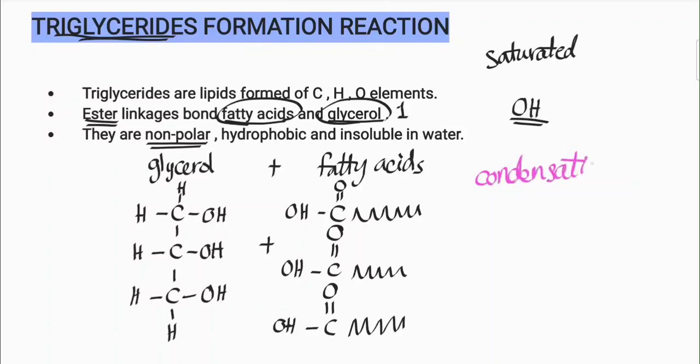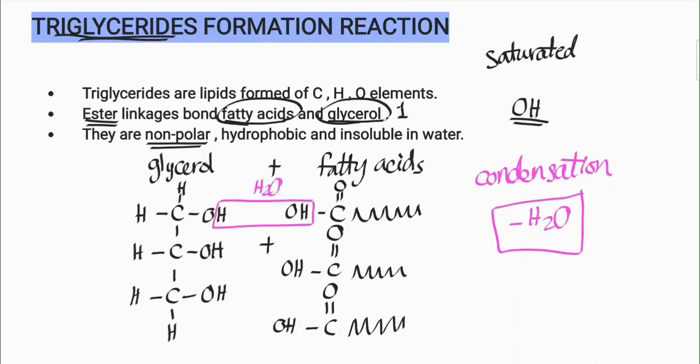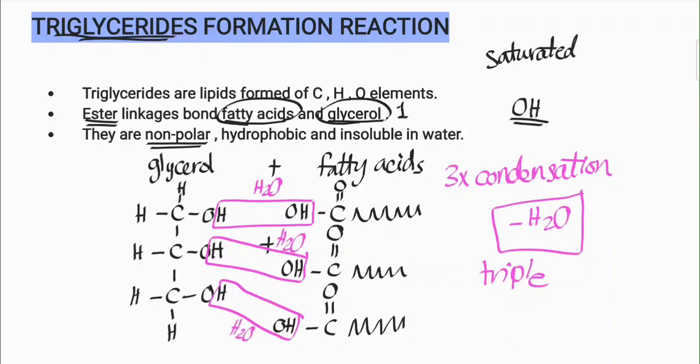It's a condensation reaction where a water molecule is removed. Here, as you can see, this OH with this O form the H2O that's going to be removed. It's going to be not only one condensation reaction, but actually 3 times condensation reaction, where these are going to be removed, and this too. So these are 3 water molecules that are going to be removed in order to form this bond.